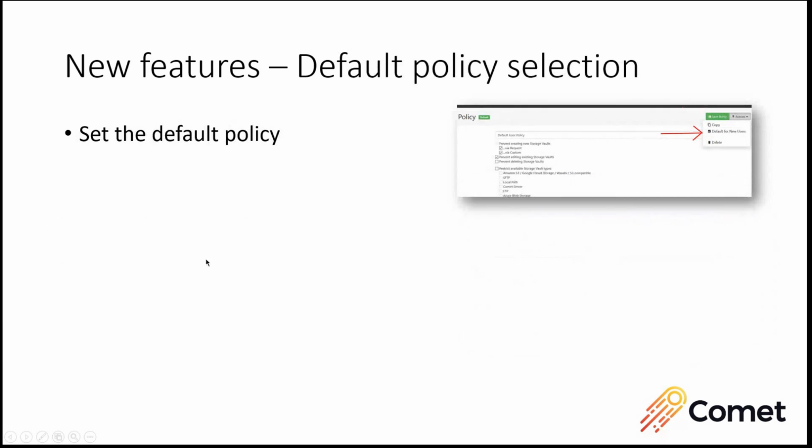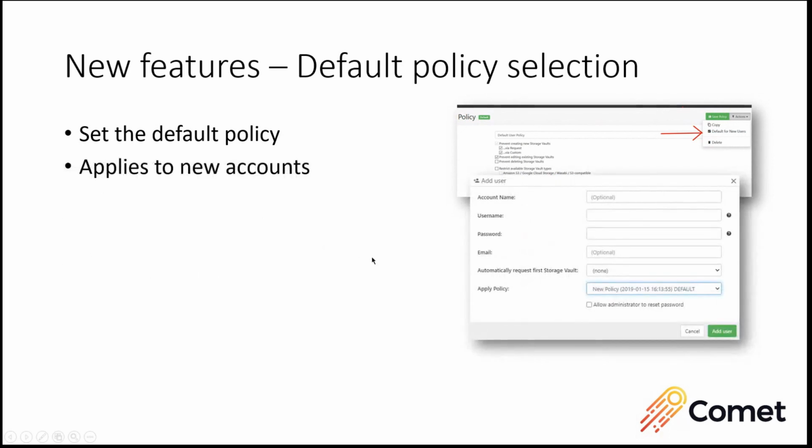Default policy selection. So this is another small feature from the feature voting system. Comet Server has a policy system that can control a lot of which features are available to a customer or set of customers. You can turn features on and off. And when you're creating a new account in Comet, you can select if you want to apply a policy to it. And we had some requests in the feature voting system if we could allow you to pick what the default policy is for new accounts.